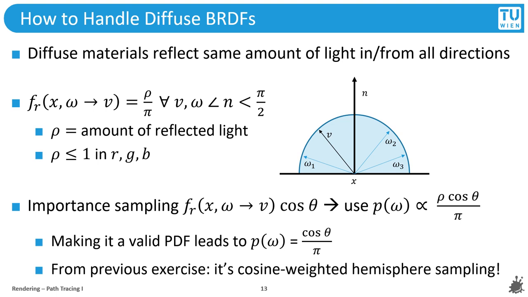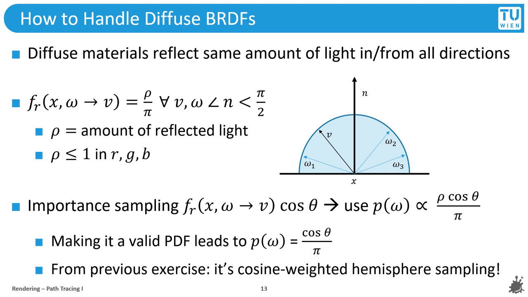Either by solving the math once more yourself, or by building on the results from previous lectures, we can choose the BRDF to be rho over pi for any pair of directions in the hemisphere around the normal. Note that this is exactly what we used for color in our previous examples for direct lighting or ambient occlusion. So now we see that we actually used a diffuse BRDF back then already, without knowing it.